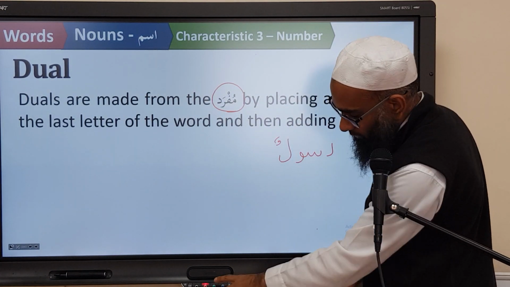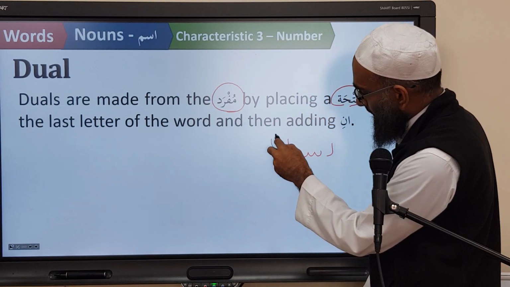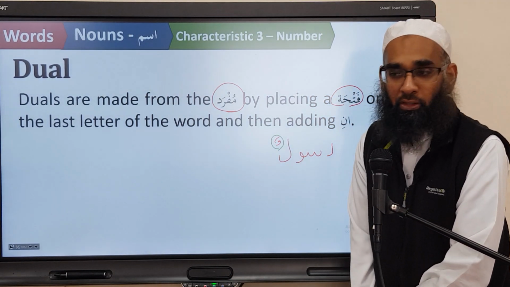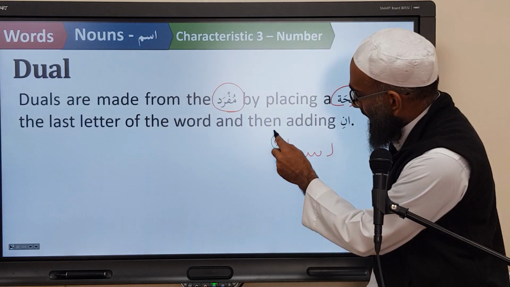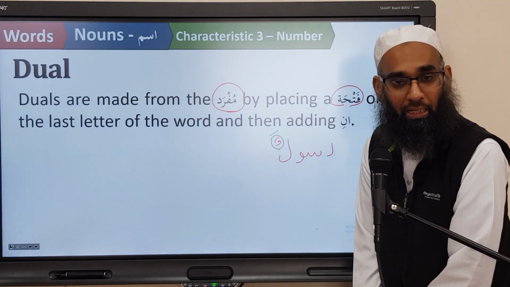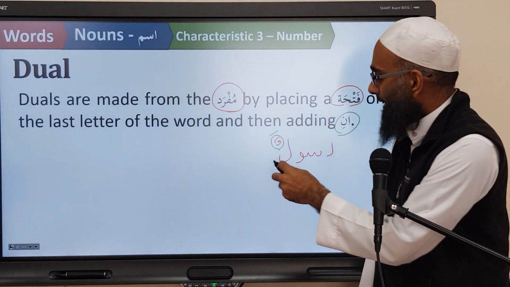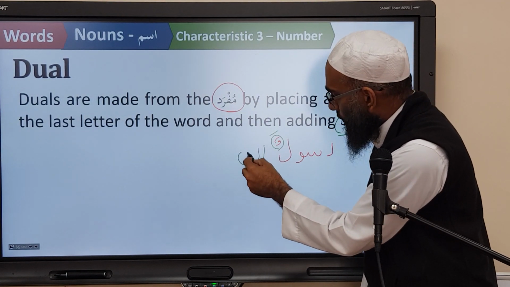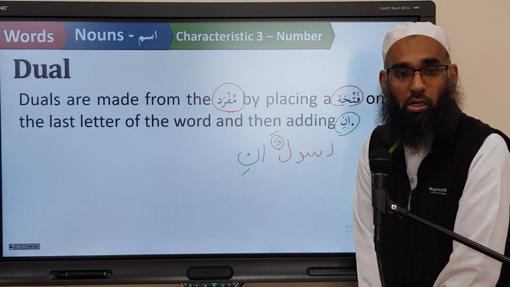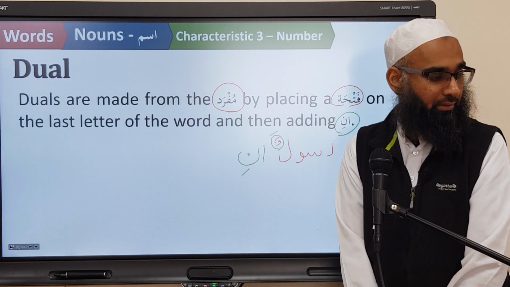So now we have Rasulun. We take off the tanween. What do we add on the Rasulun? We add a fatha. So Rasula. Then at the end we add ani. We add an alif and a noon. So it becomes what? Rasulani. What does it become?